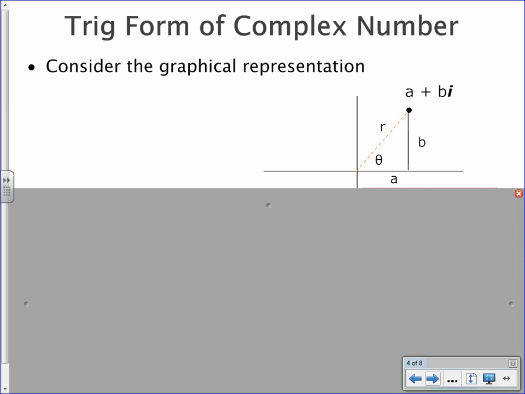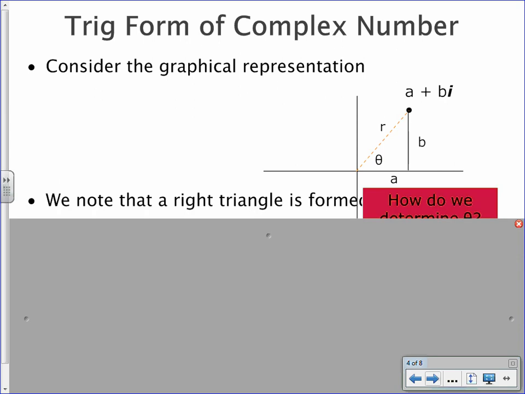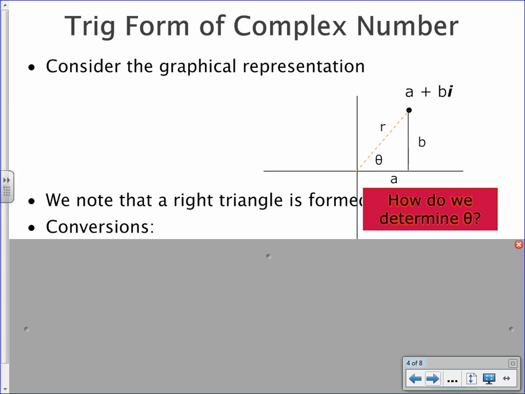What does this R stand for? Leave it as radius. We just found the absolute value of the number, right? The distance from the origin. And then we have the angle that the hypotenuse is making. How are we going to figure out theta?